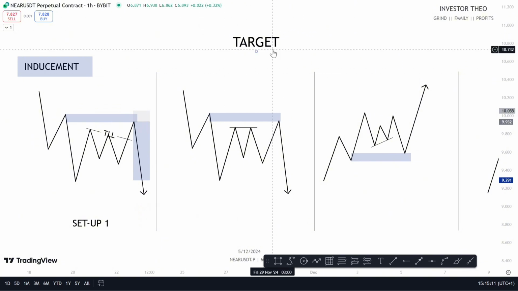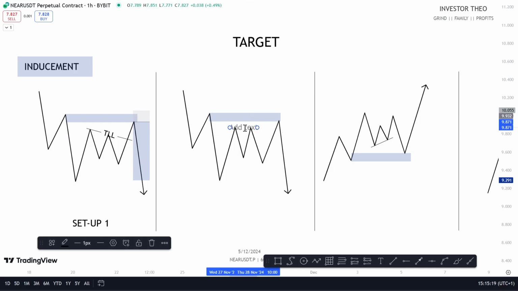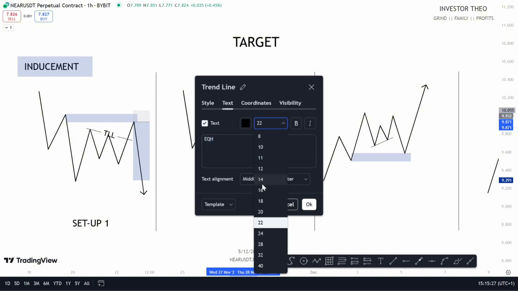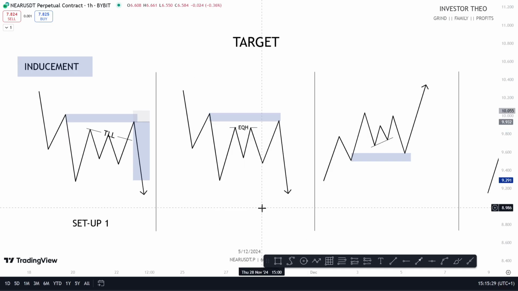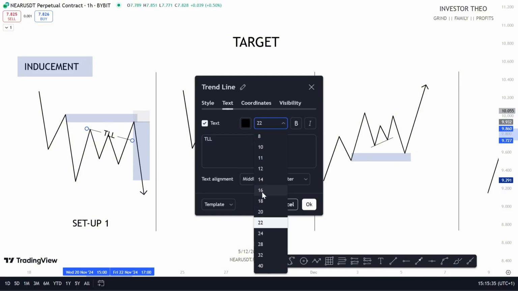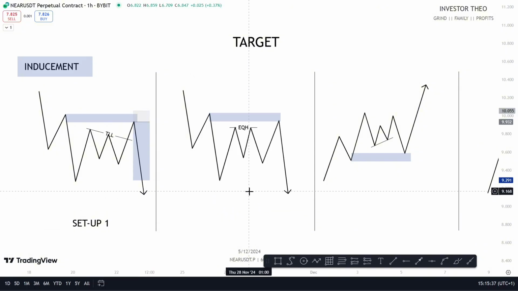So this is target 2, another setup we're going to work with. This time around, we're not working with TLL. Here we are working with equal highs, EQH. I think I have to reduce the size; I increased it earlier, but it's big now. So EQH means equal highs, while EQL, if you watched our previous videos, means equal lows. We'll get to EQL soon.